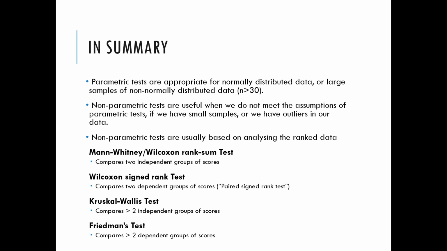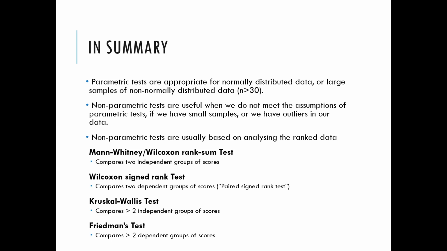So in summary, the parametric tests are appropriate for normally distributed data. And remember, in those paired tests, so a paired t-test or a repeated measures ANOVA, we're talking about whether the differences are normally distributed, or if we have large samples of non-normally distributed data, so where we have a sample size of 30 or more. And then we might choose to use a parametric test instead.